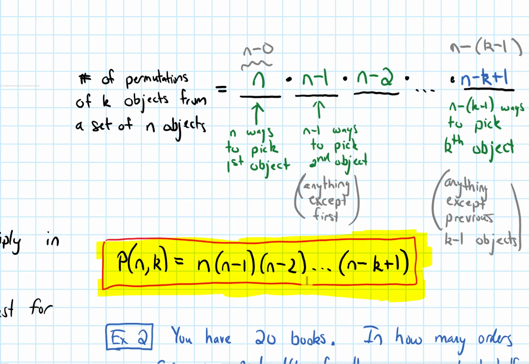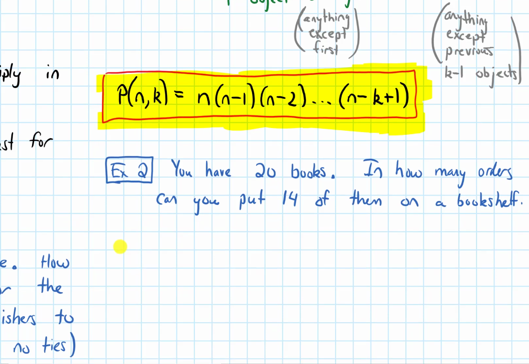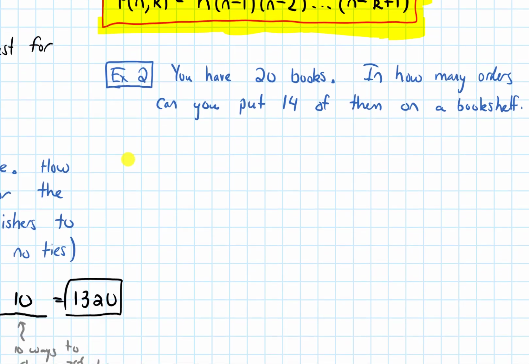One important thing to keep in mind is, remember, there are k total numbers in this list when we're permuting k objects. So let's do an example. You have 20 books. In how many orders can you put 14 of them on a bookshelf? So if we practice our notation, we are trying to count the number of ways to permute 14 books from a set of 20 books. So we're trying to find p of 20, 14.